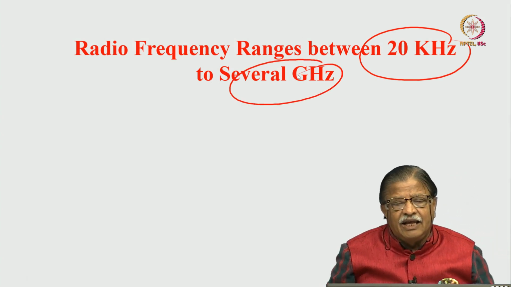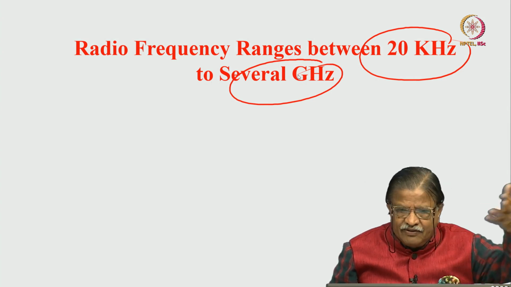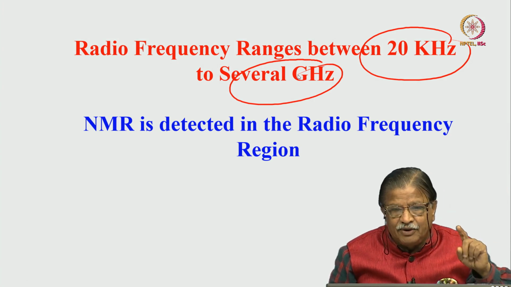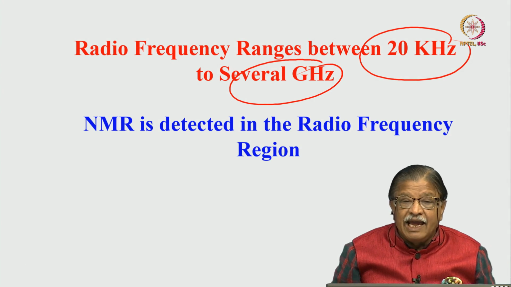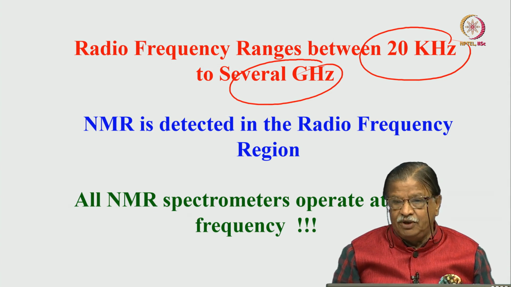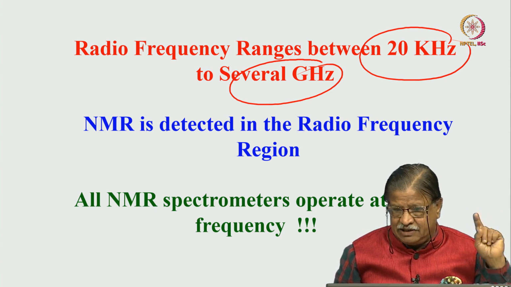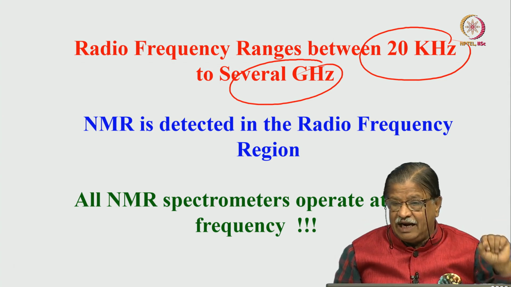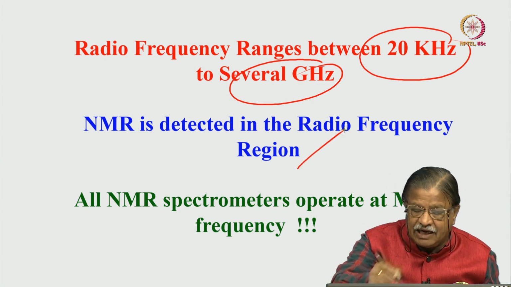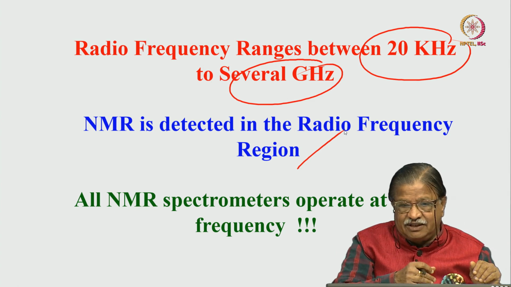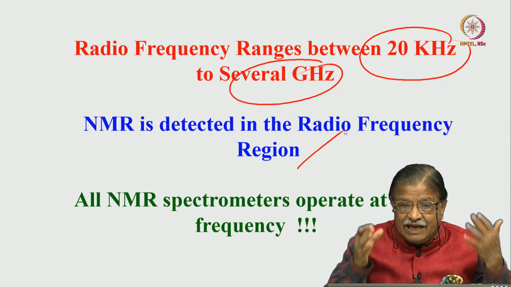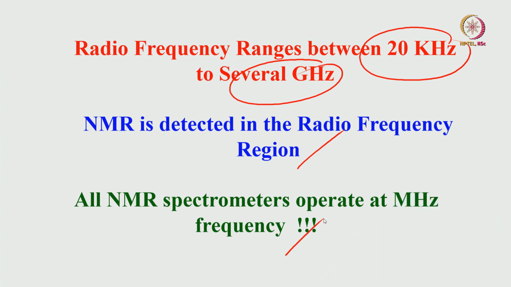Where did we calculate the resonating frequency of proton and carbon for different magnetic fields? They were all in megahertz. As a consequence, I am telling you NMR is detected in the radio frequency region. This is what I said in the very first slide when I showed the electromagnetic spectrum and asked you where NMR comes, and I said it is the RF region, and this is what it is. We can confirm it because now we know the resonating condition, we know gamma, we know B naught, we can plug in the values and get the resonating frequency, and these are all in the radio frequency region.